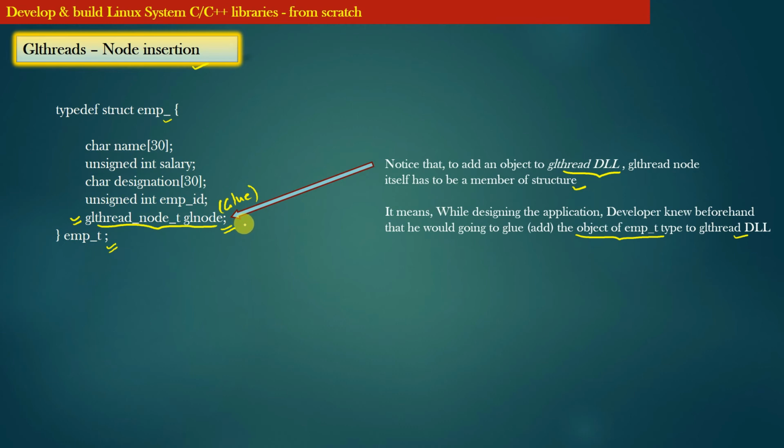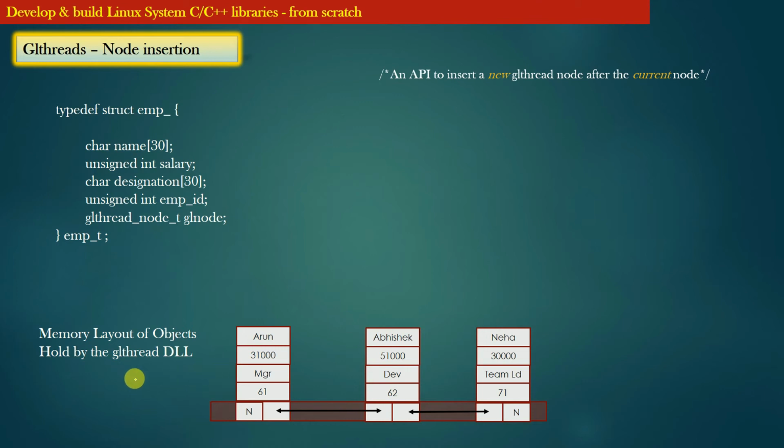Now let us discuss in the next slide how we can insert the object of type employee in GLThreads. Going forward, you can see this diagram shows a GLThread consisting of three objects of type employee. This is object 1, this is object 2, and this is object 3, all objects of type employee. Using their last member, that is GL node, each of these objects has stuck itself to a GLThread, right?